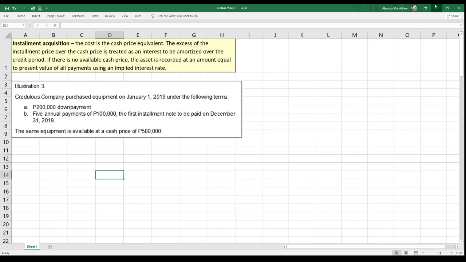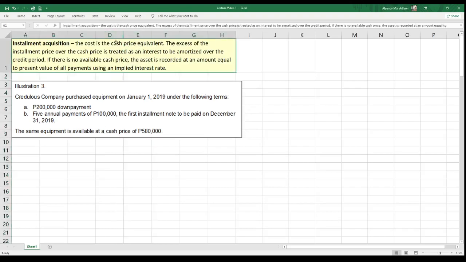So, unsa may basis nato when the credit terms is on installment acquisition? According to the standard, the cost of the property, plant, and equipment in the case of installment acquisition would be the cash price equivalent. Okay, so same lang gihapon sa other nga methods in which we have to determine the cash price equivalent such as on a cash basis. So same thing sa installment basis, we have to determine the cash price equivalent regardless kung pila ang actual nga nabayad ni entity.